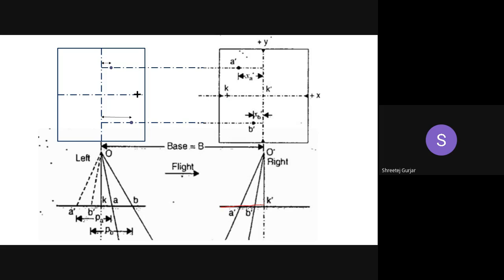So this is your photograph. Here you can see the image, right? A dash and B dash are the images of the points A and B on the photograph. This I have just shown here. It will be visible over here like this. Okay, A dash, and similarly B dash will be here.